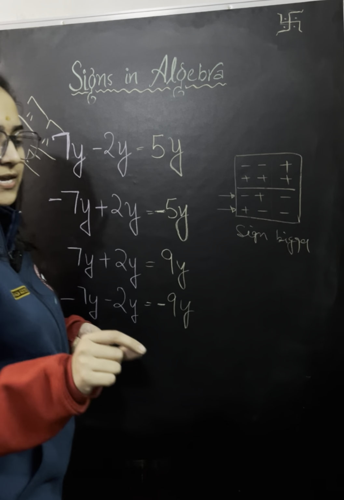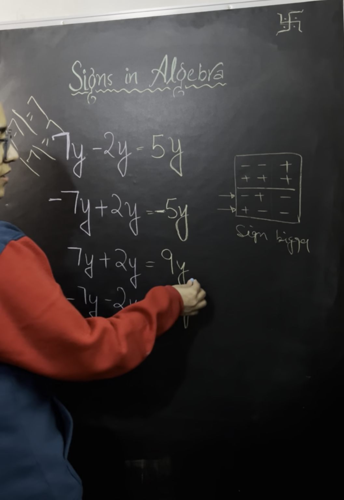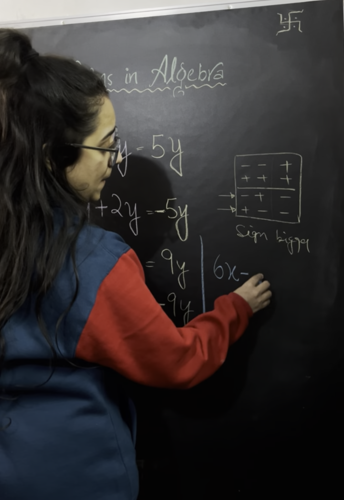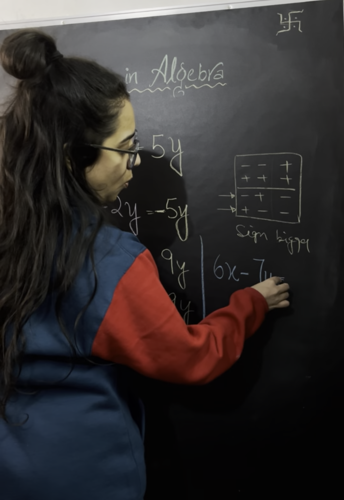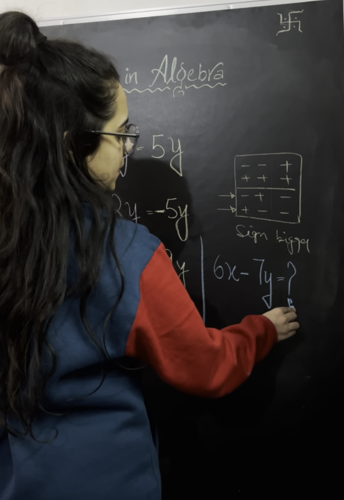And now for you guys, there is another question. I hope you can comment it below. So what would be the answer of 6x minus 7y? Right? Okay. So do comment to me in the comment box.